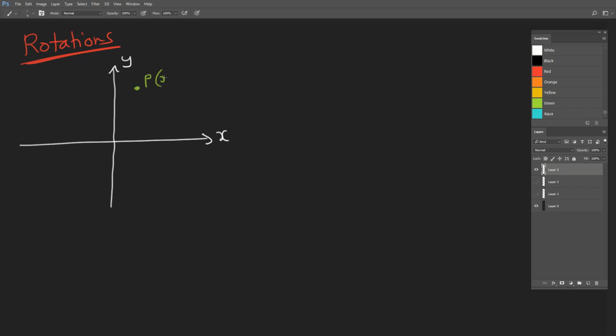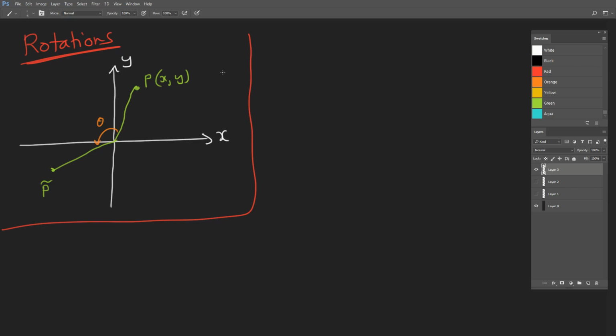Here we have a point P with coordinates x and y. x and y are both known to us. That point P is then rotated about the origin, and in orange it's rotated anticlockwise by an angle of theta, and this new point will be P tilde. And the problem is to find the coordinates of P tilde in terms of x and y and theta. So let's get into it.